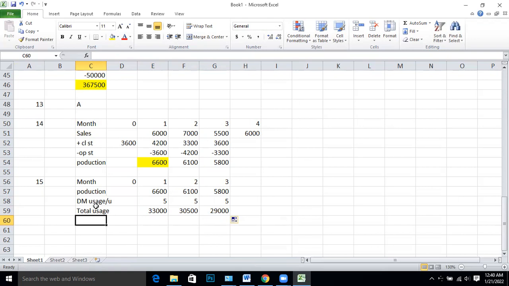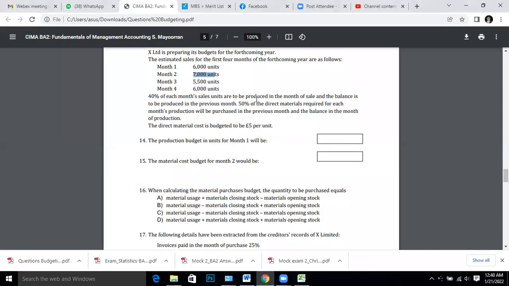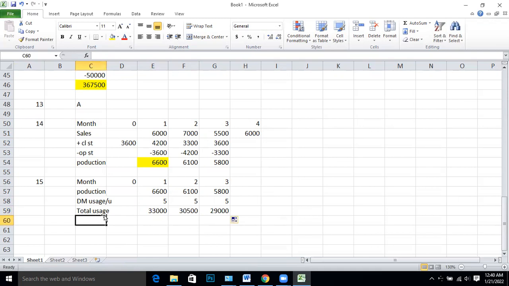Then what you do, they say 50% of material required for each month will be purchased in the previous month and 50% in the following month. So opening stock, next month usage into 50% must have purchased in the previous month. That means when month 0 finishes, you will have 16,500 in stock. Similarly, each month you can find it.